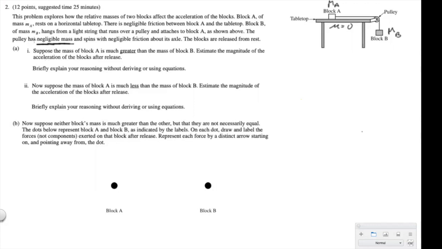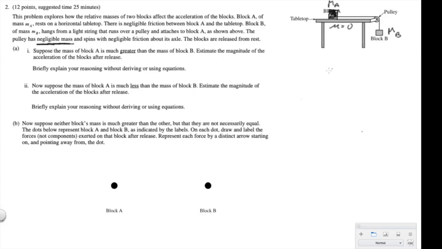Okay, A, I think, is very straightforward. When I first did this, I totally overthought it. They don't want summing of forces or anything. They just want a qualitative answer to what would happen. So the question is, suppose that block A had a much bigger mass. So A is like this big mass, and then B is much, much smaller. Estimate the magnitude of the acceleration if A were much bigger than B.